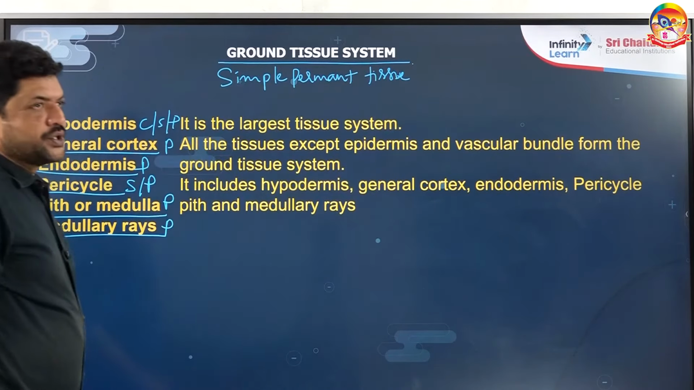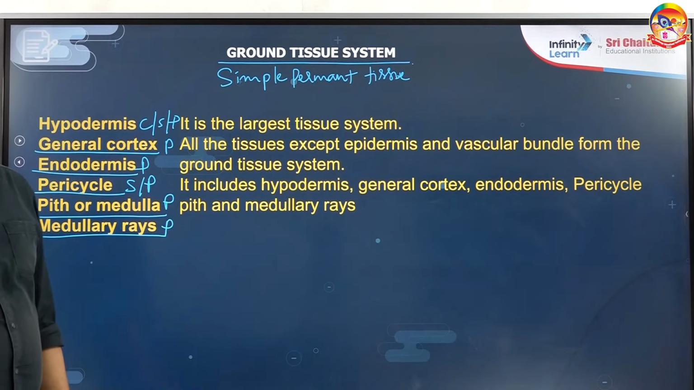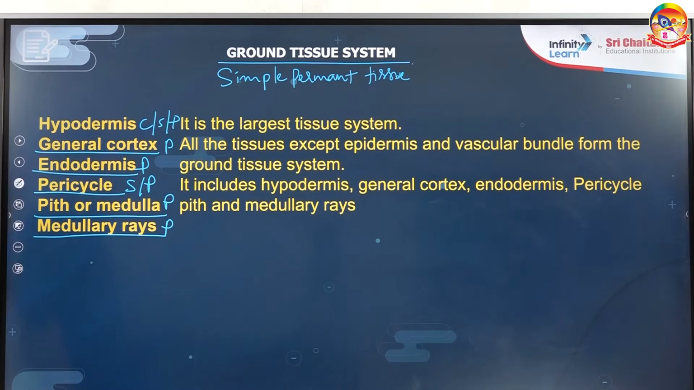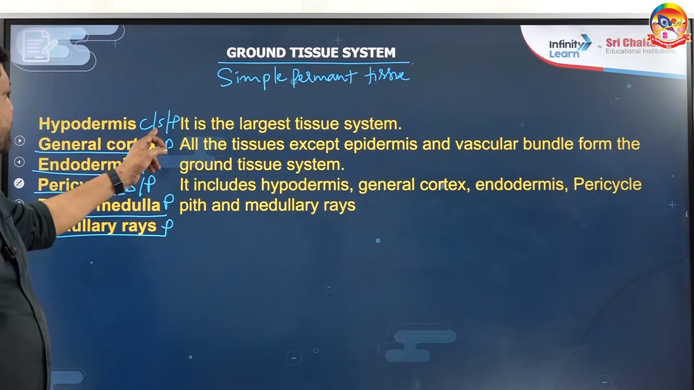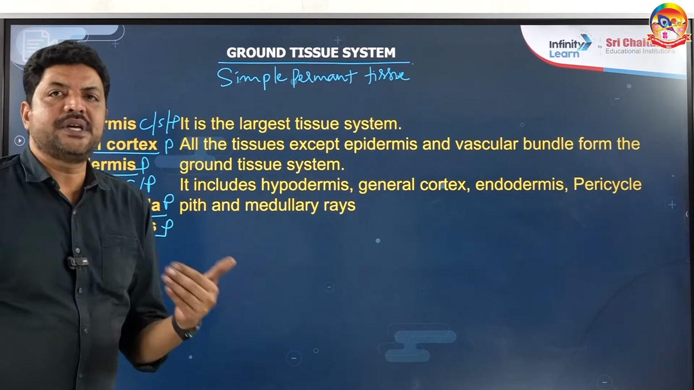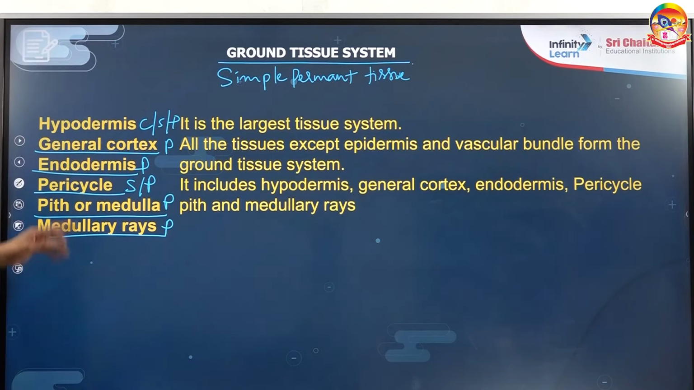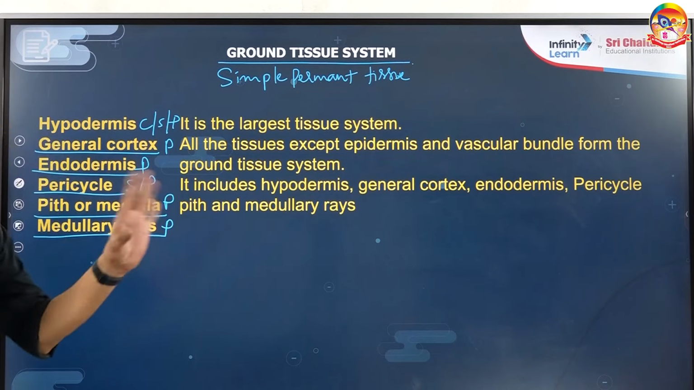Simple permanent tissue. What do you mean by simple permanent tissue? That includes parenchyma, collenchyma and sclerenchyma. I told you the hypodermis of dicot stem is collenchymatous, and of monocot stem is sclerenchymatous. In the hypodermis of leaves and roots, they may be parenchymatous. General cortex is always parenchymatous.